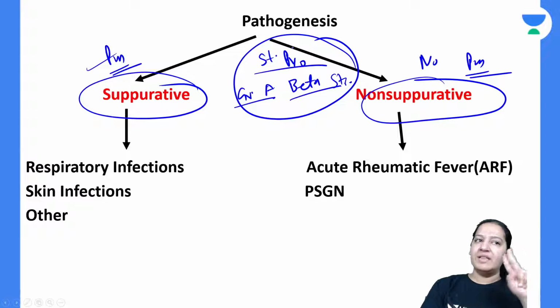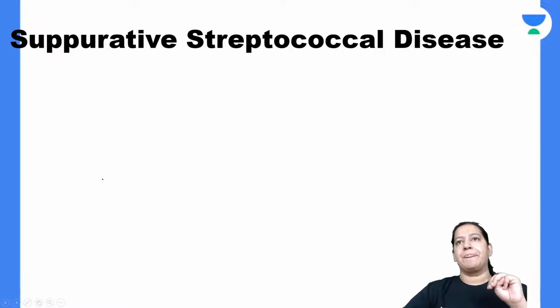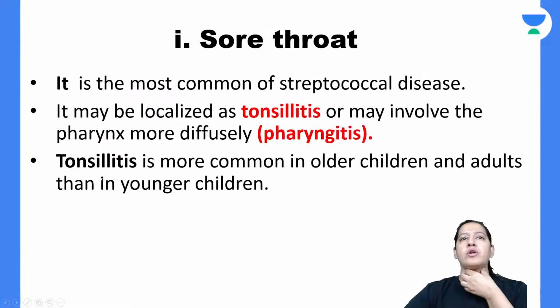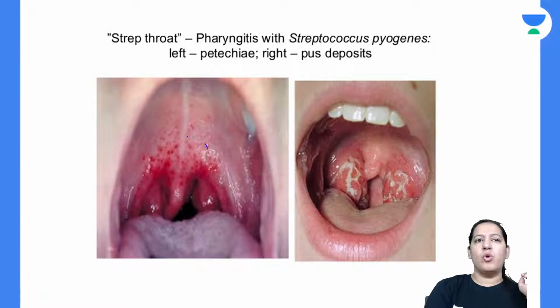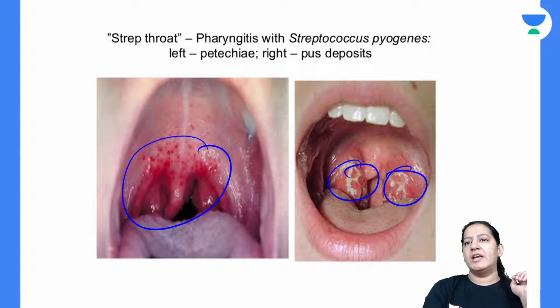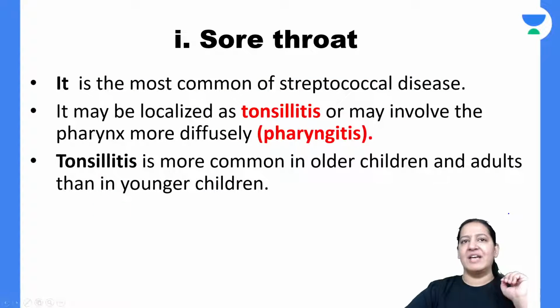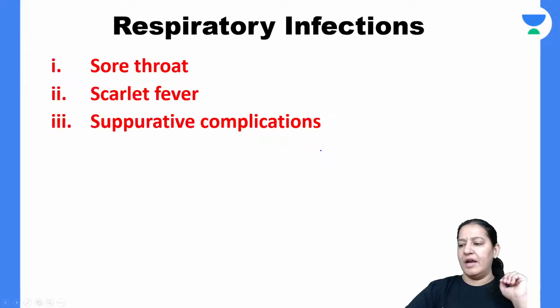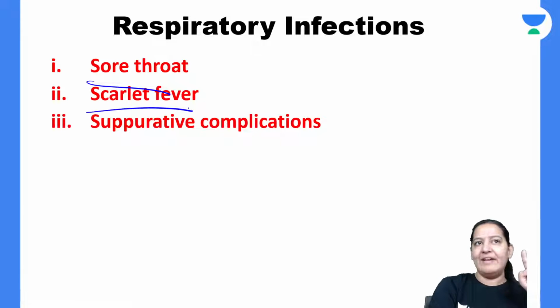So in suppurative disease, it will cause three types of infection: respiratory, skin and others. In the respiratory, it will cause sore throat. Can you see sore throat? The pus in the tonsils is causing sore throat: tonsillitis, pharyngitis. It will also cause scarlet fever.